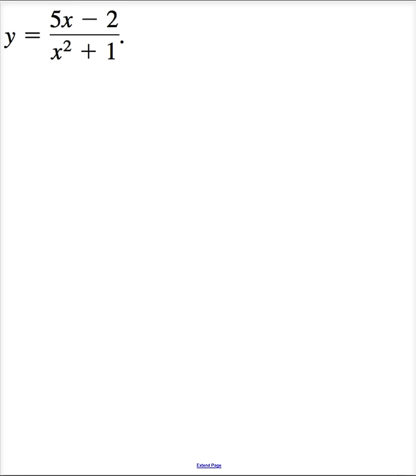Let me show you a method that I use that works quite well with these. The first thing I do is I identify my top function and my bottom function. So f is 5x minus 2, and g is x squared plus 1. I write my function, and then I come over here and I write the derivative.